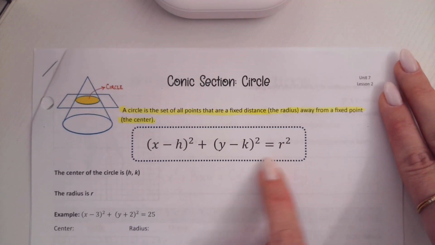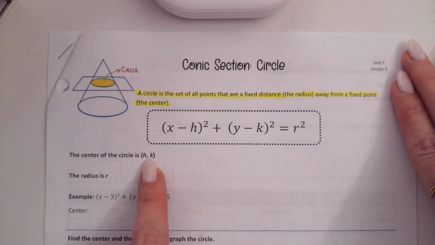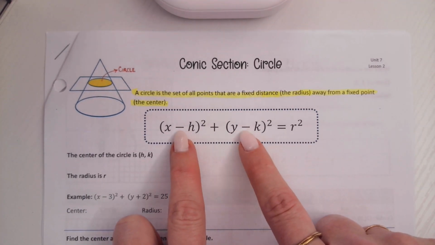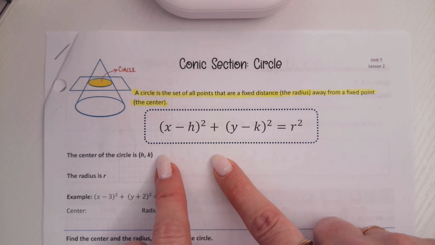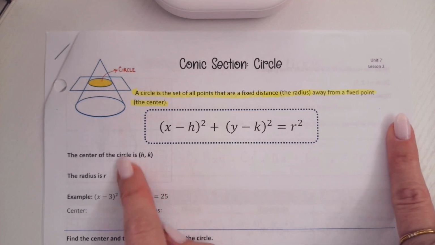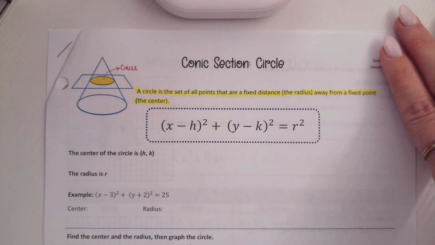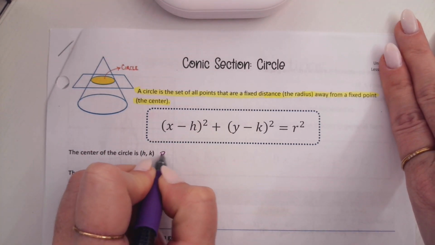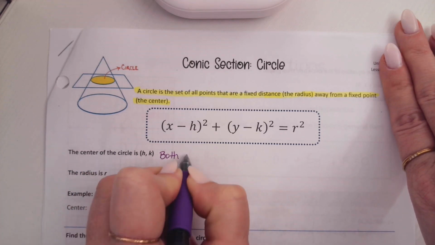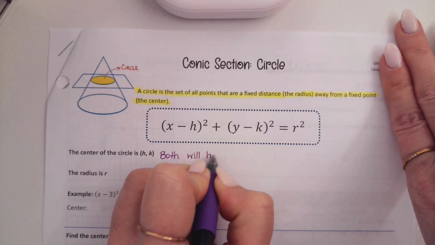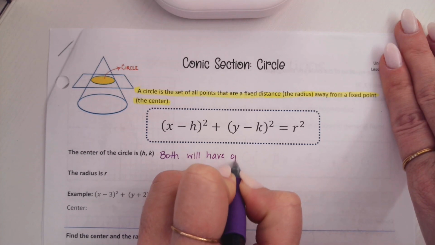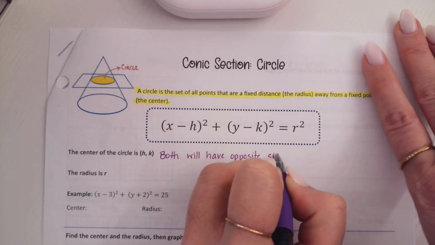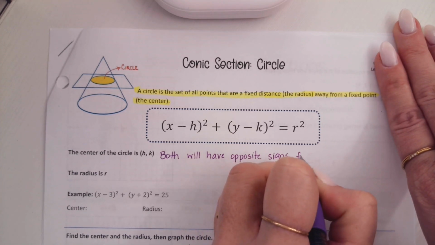When it's in the standard form, the center of your circle will be at the point (h, k). But if in your equation they are written with minuses, when we pull them out, we need to change their signs. So when you write down your (h, k), both of them will have opposite signs from what you see in the equation. Both will have opposite signs from the equation.